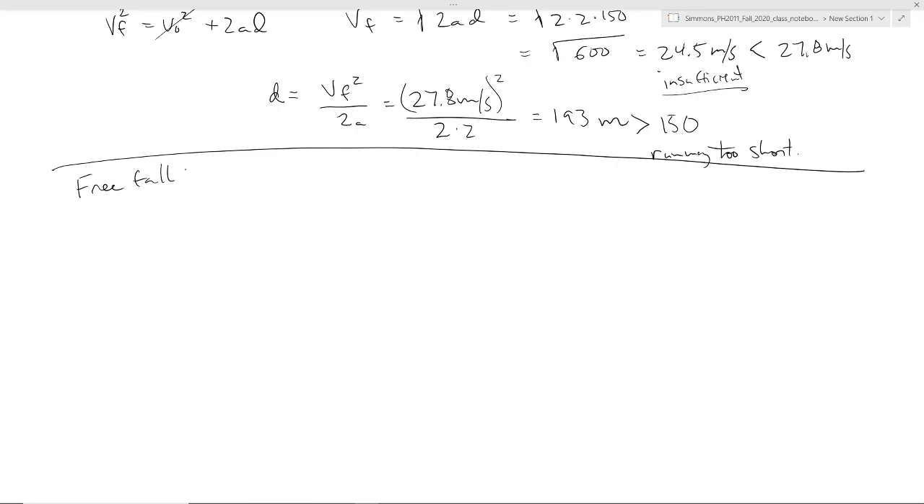So it's a really important topic in kinematics, and it's critical to know it inside and out as you're working on PH2011. It also happens to be probably the most common example of a constant acceleration. So does anybody know what the acceleration due to gravity at the surface of the Earth is?